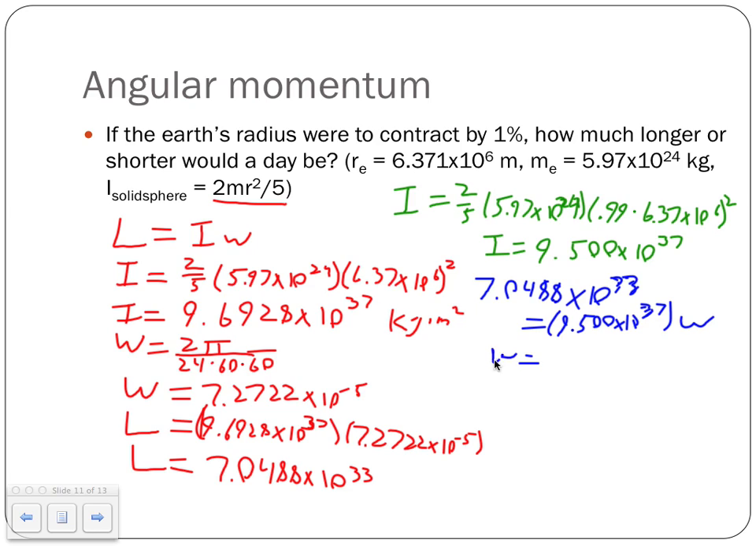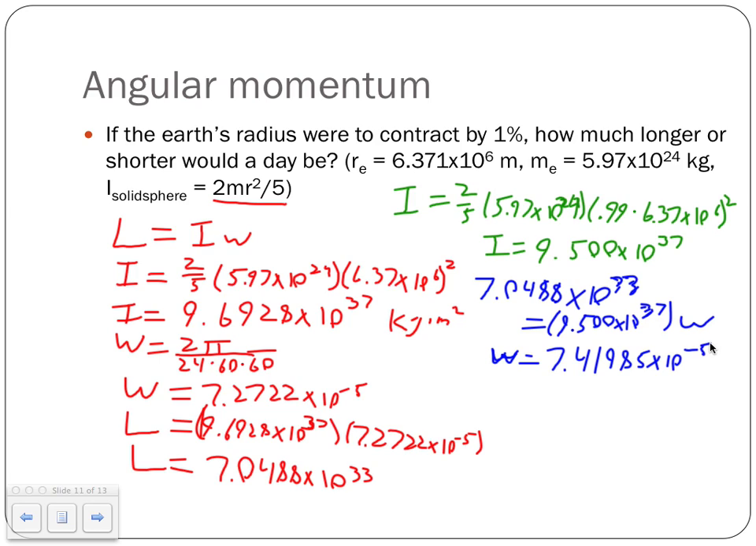I get an omega, which is equal to 7.41985 times 10 to the negative fifth. All right. So we have our omega here. So looking at the original omega, which was 7.27 times 10 to the negative fifth, now we get 7.41.